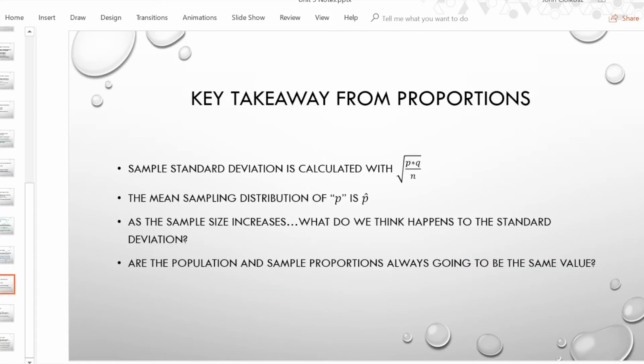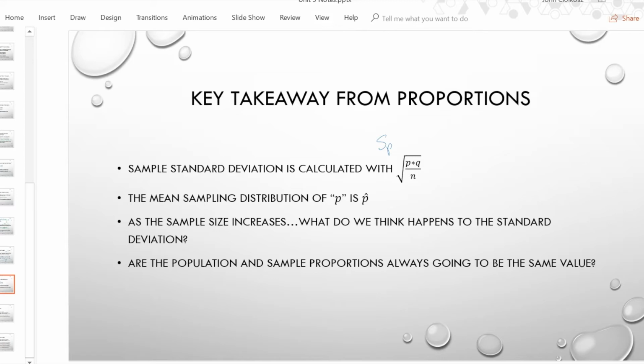All right, so key takeaways from proportions. Our sample standard deviation, that's what we called S sub P or sigma sub P. I'm going to use S just so we notify it's a sample. The mean of the sampling distribution of P is P hat. So meaning when we work with a sample, we signify it as P hat.